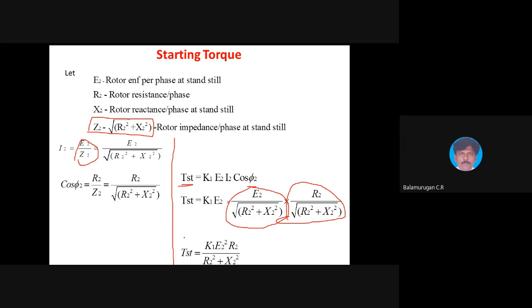So this will be the starting torque. From the previous equations, we are simply giving the assumptions, and you know the current value and the cos phi value, and you are substituting the current and cos phi value. Then you will get the starting torque. You have to remember this equation. While we are solving the problems, you should remember this starting torque equation. Then only is it possible to substitute the values and find the starting torque.